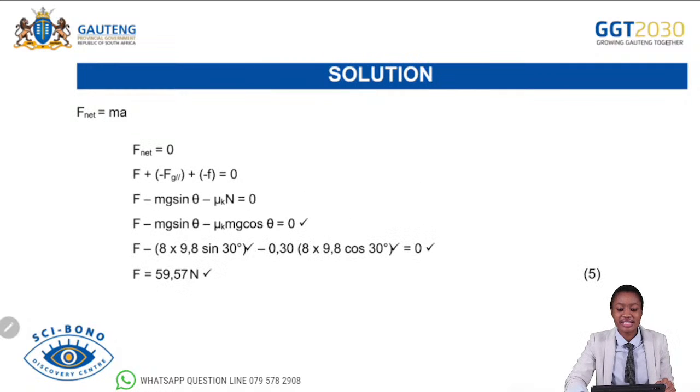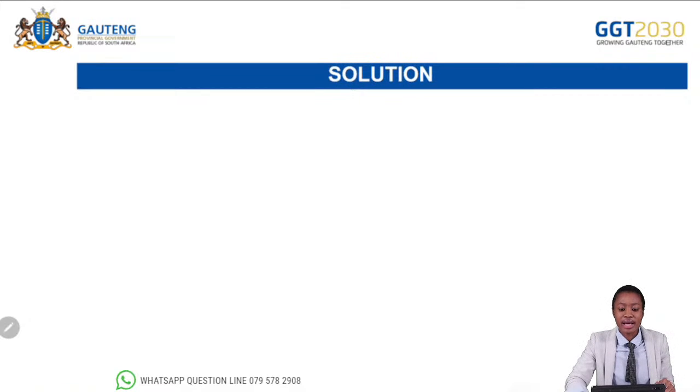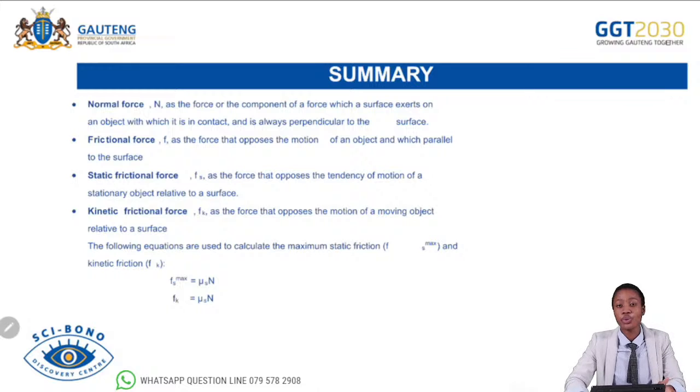Welcome back, grade 11s. Let us just quickly summarize our lesson. So what did we do today? We learned about the different types of forces, and in these forces we learned about the normal force, and we said that it's the component that the surface exerts on the object that it's in contact with.